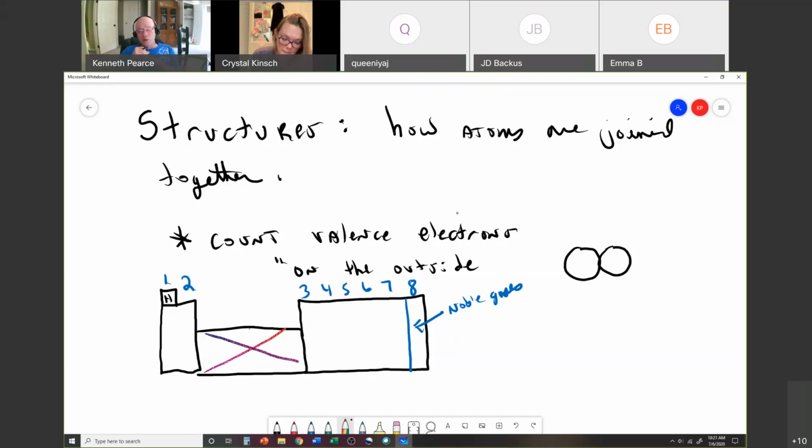So the first thing we need to be able to do is count the valence electrons. And I will mark in red here because we do not want to be this person, right? That's what red means. Not total electrons.